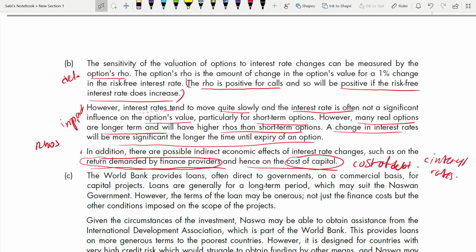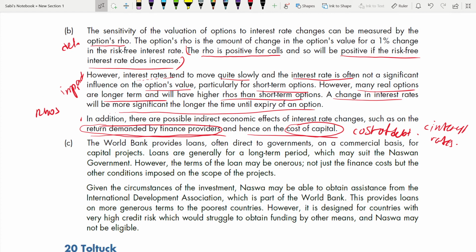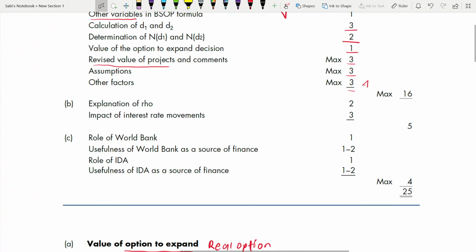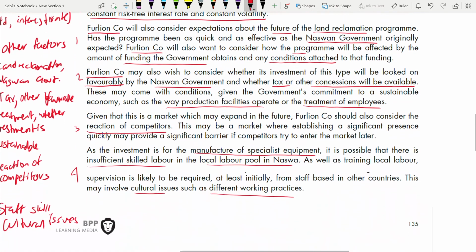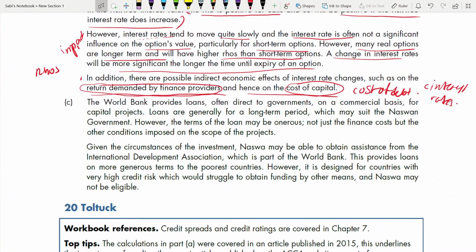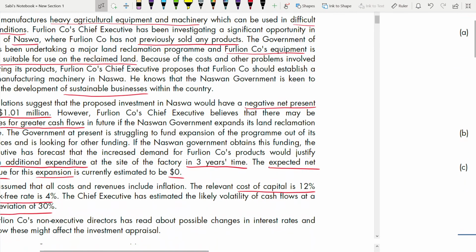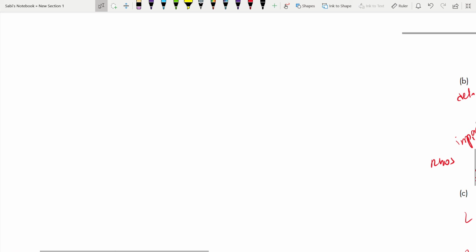Coming to part C. Part C is 4 marks. Now we'll see how part B was marked. You see 2 marks for explanation, 3 marks for impact of interest rate movements. Now coming to part C. Okay. C is what? It is 2 different paragraphs. 2 marks for this, 2 marks for this. You are getting 4 marks. What was the part C requirement? You see, I tend to forget the requirements, and so will you. So keep referring back to the requirements.